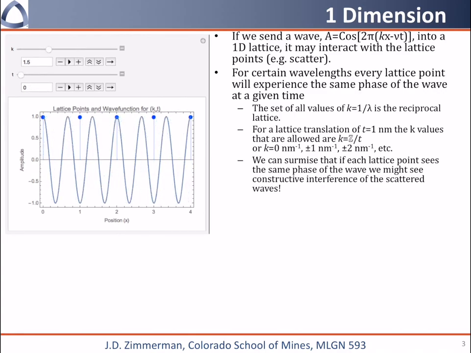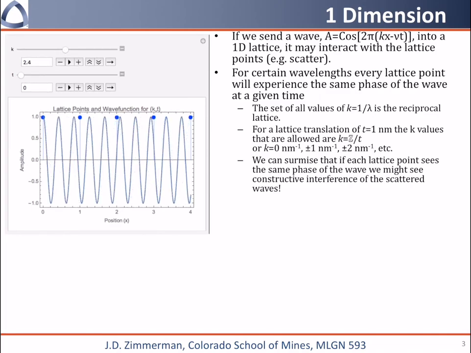Now, there are many waves where the lattice points will not all see the same phase of the wave. Here's one particular one, and I have set k equal to 1.5, which is not one of the integer values of k divided by t. So we do not expect anything interesting to happen here. Here's just another example with k set at 2.4. Again, all of the lattice points see different phases of the wave here.